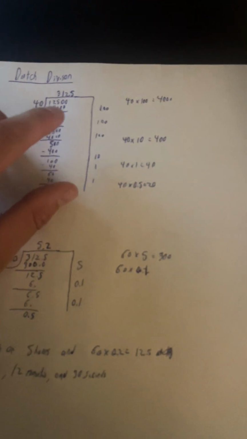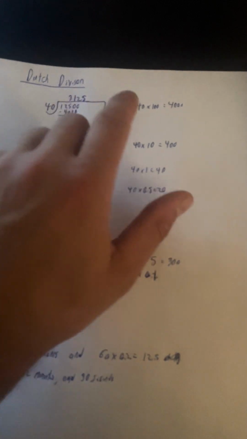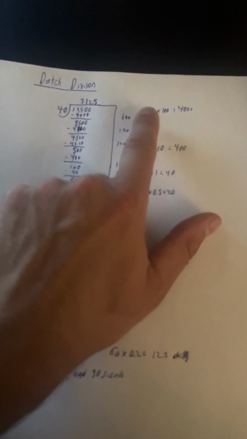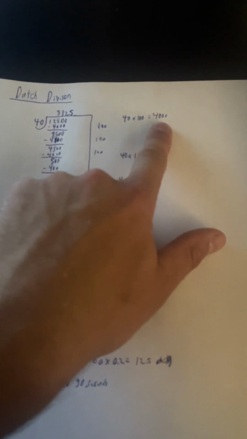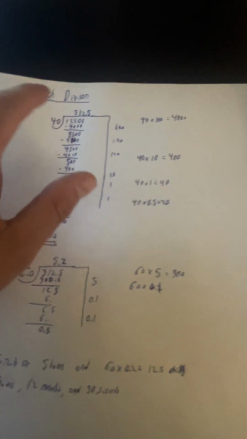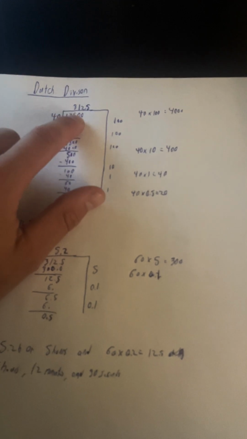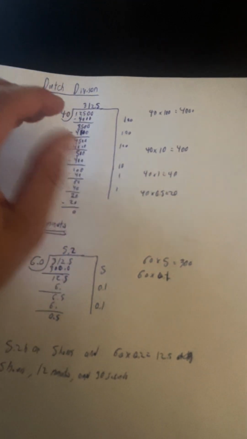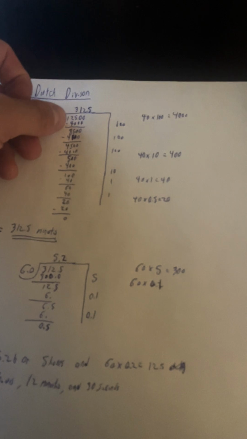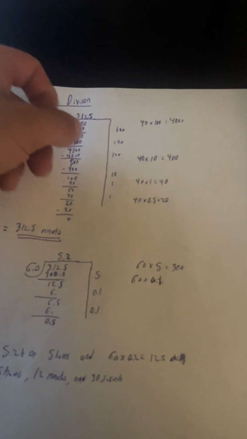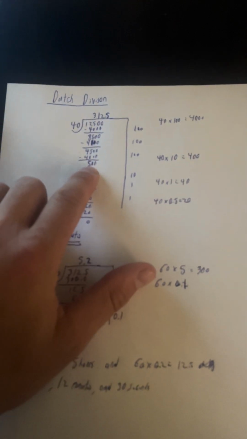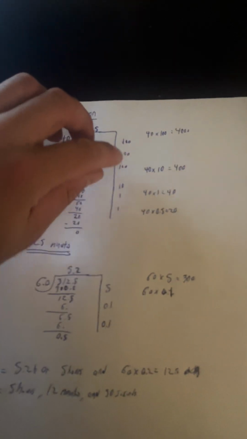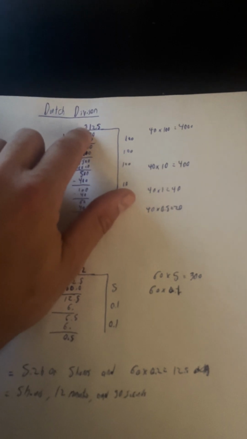So first, we take 40 and multiply it by 100, which equals 4,000. We'll see how many times 4,000 goes into 12,500. So how many times are we able to subtract it? We go once, twice, 3 times. After 3 times, we're up to 12,000, leaving 500. So that's 300, and we put 3 in the hundreds column.